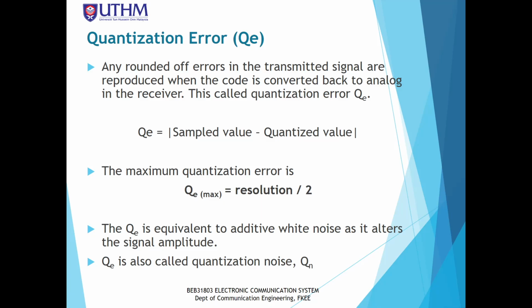Quantization error is equivalent to additive white noise. The word white here is not a color. White here means that it is distributed across the entire frequency spectrum. That means regardless of the frequency that you use, the noise still happens. This kind of noise, white noise, does not depend on the frequency. Regardless of the frequency, it still happens. That's why it is called white noise.